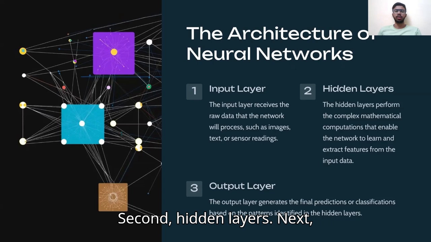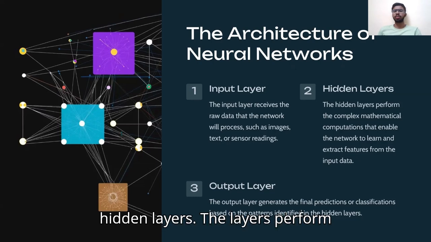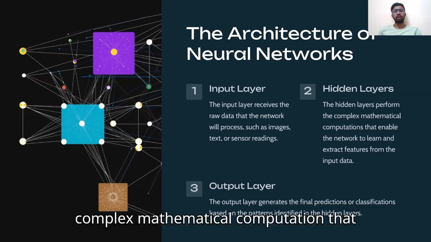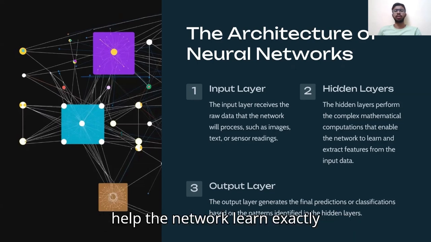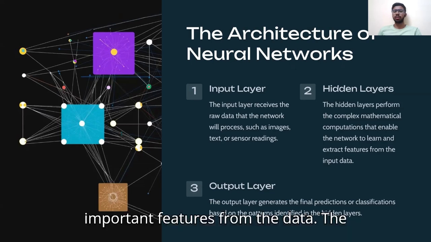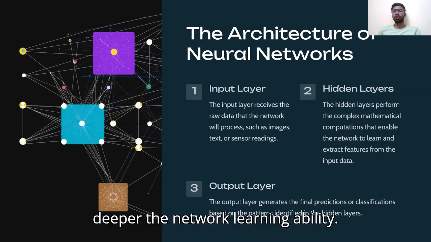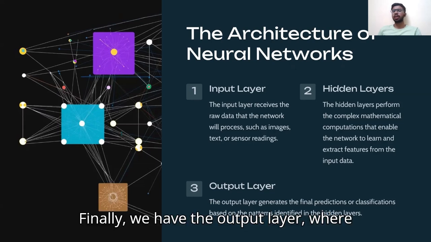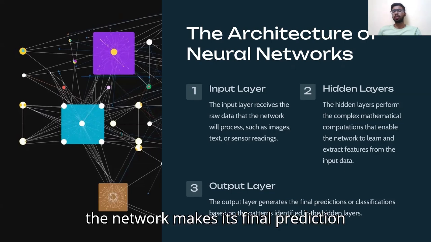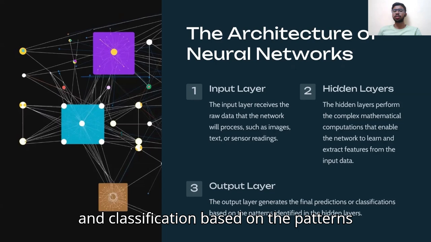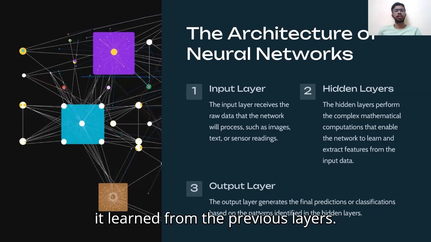Second, hidden layers. The layers perform complex mathematical computations that help the network learn important features from the data. The more hidden layers you have, the deeper the network's learning ability. Finally, we have the output layer, where the network makes its final prediction or classification based on the patterns it learned from the previous layers.